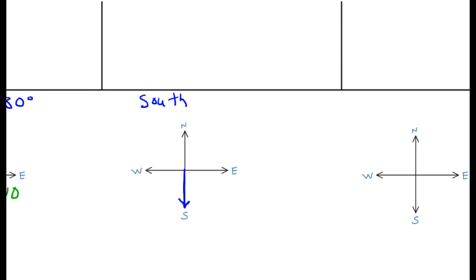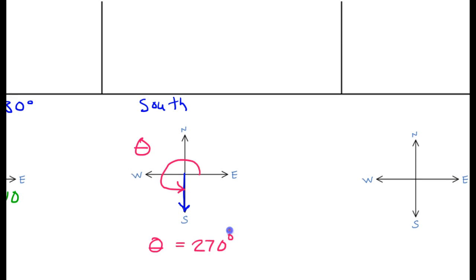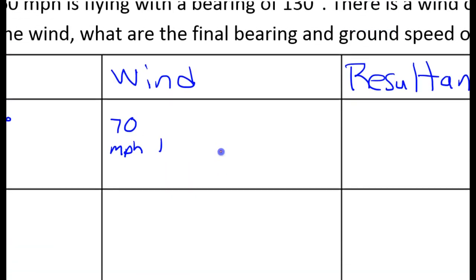But again, we need to record the direction as an angle measured from the positive x-axis. So we need this angle, theta. And hopefully you can see that theta is simply 270 degrees. Alright, so that's what needs to go on the chart.